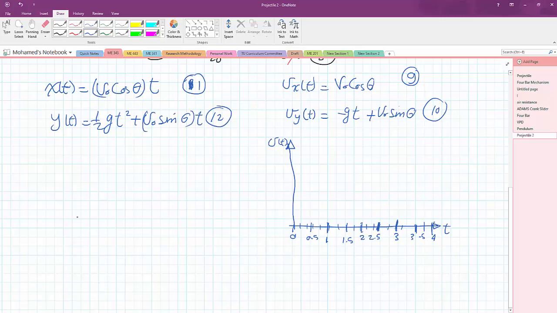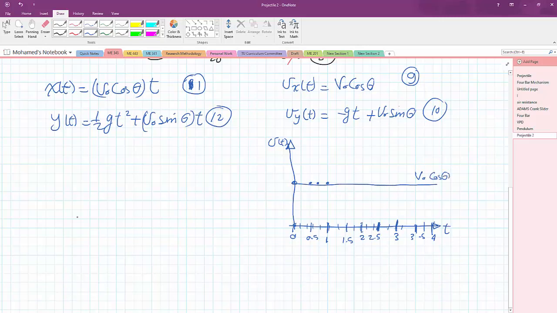Take the time and substitute it in Vx. At time equal to 0, what is Vx? Oh, it's equal to this constant value. So at time equal to 0, constant. At time equal to 0.5, constant. At time equal to 1 will be constant. Time equal to 2, so this is always constant like this. So this will be our V naught cosine theta.